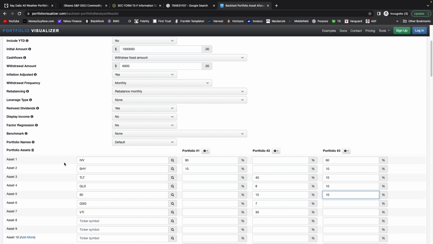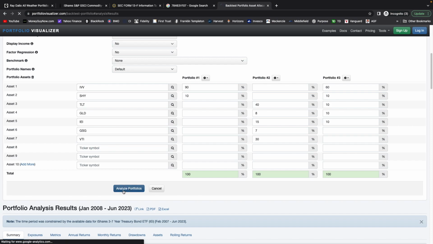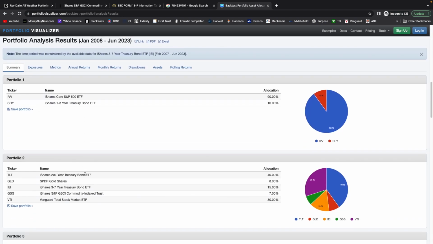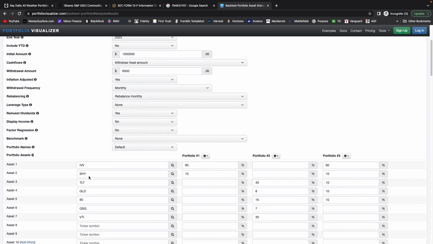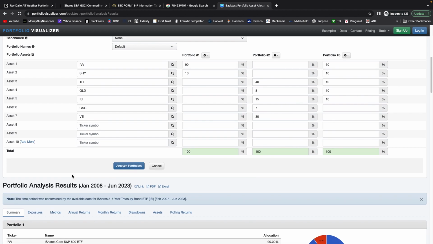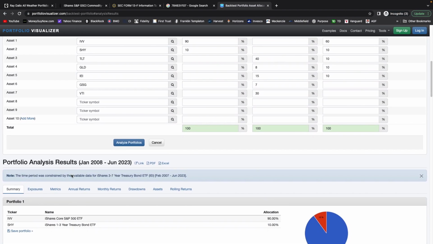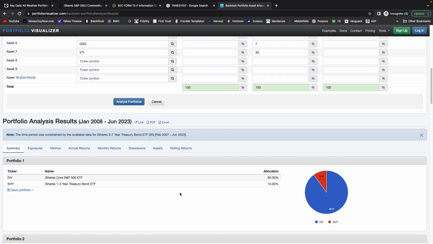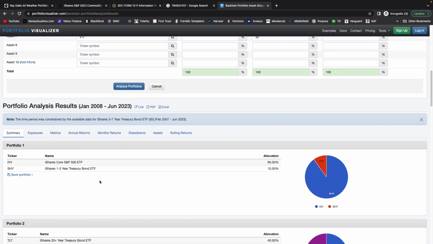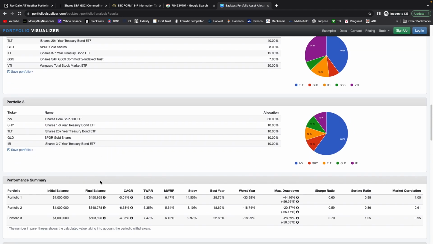Basically it's not very volatile, as we'll see. So let's analyze these portfolios. Doing the same thing, got my $1 million. I'm withdrawing $6,000 a month. We're using this money in retirement. How do we actually use our investments we've been saving for all these years in retirement? I'm going to show you. So let's scroll down a little bit here.